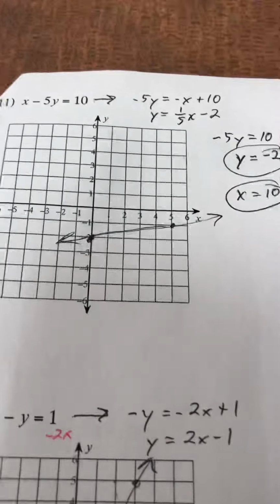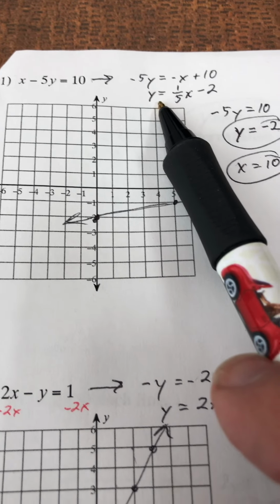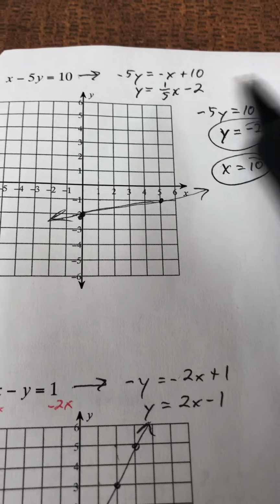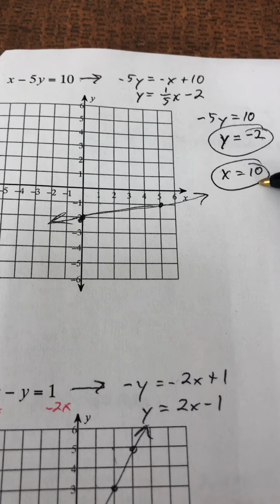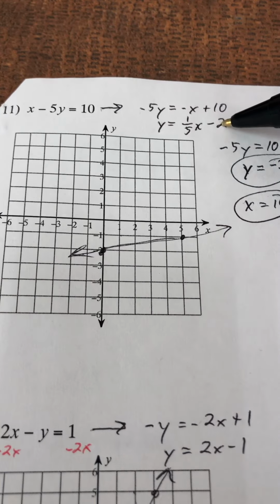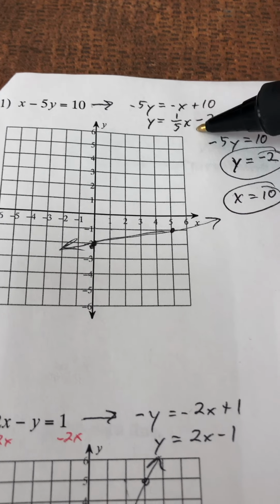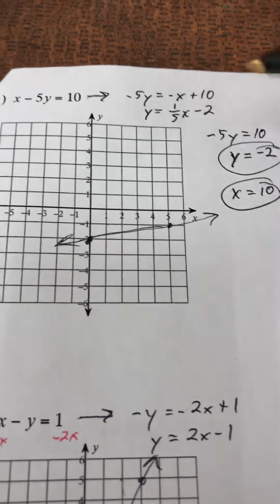Okay, you'll notice in number 11, I ended up putting it in slope-intercept form. You can see my steps there. I started to do just looking for the intercepts, and then I noticed x is off the chart. So I went back and put it in slope-intercept form. So y equals 1/5 x minus 2.